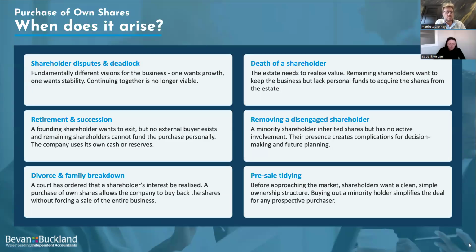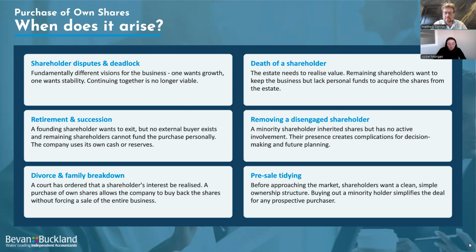So why does this arise? There's various reasons why we might be looking at doing a company purchase of own shares. It might be that there's been disputes or disagreements between shareholders and nobody can agree on a way forward for the business. We might be looking at somebody retiring. They want to exit, but everyone else wants to carry on. They're not ready to go yet. We might be looking at divorce. Sadly, we're in scenarios where the court needs people's shareholdings to be realised as part of orders. And also sadly, the death of a shareholder where people need to realise the shareholdings for the estate.